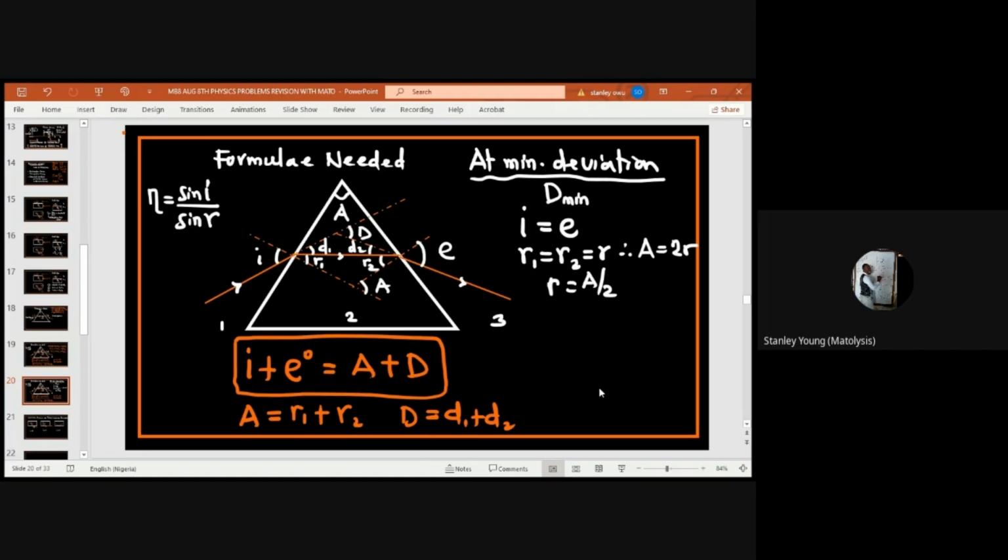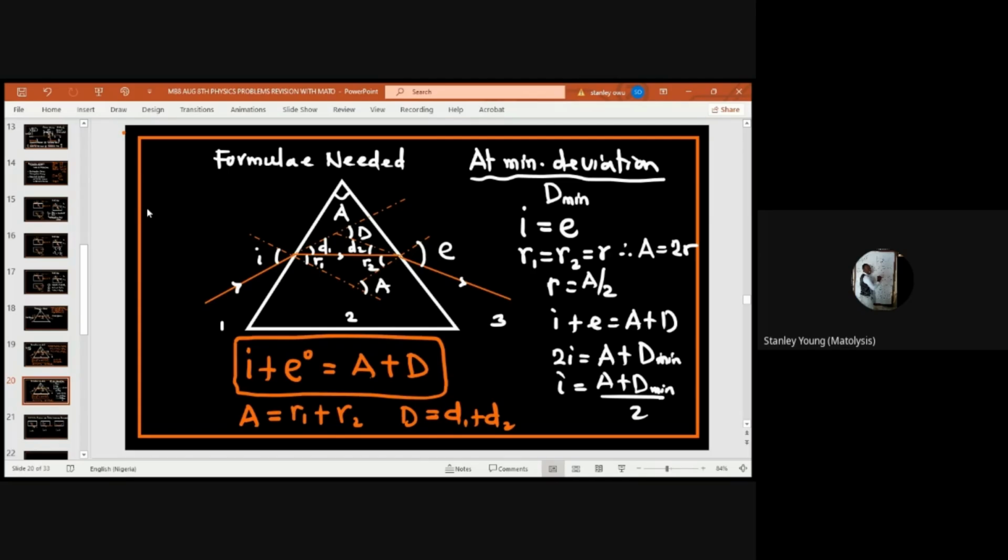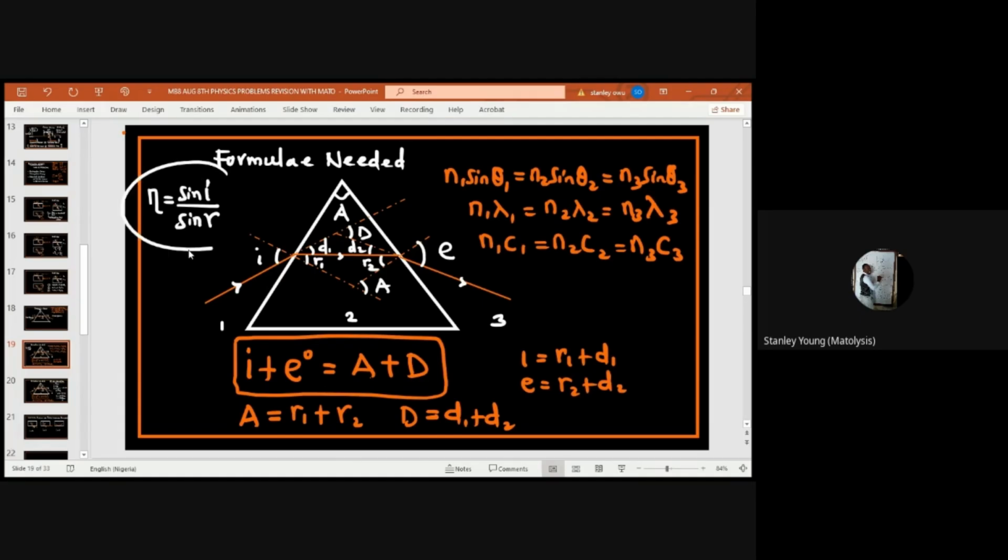And do not forget that since I plus E equals A plus D, and I is already equal to E, I can say I plus I, which is 2I, is going to be equal to A plus D minimum. You know, the condition is minimum deviation. So that means I equals A plus D minimum over 2. So we have sine I over sine R.